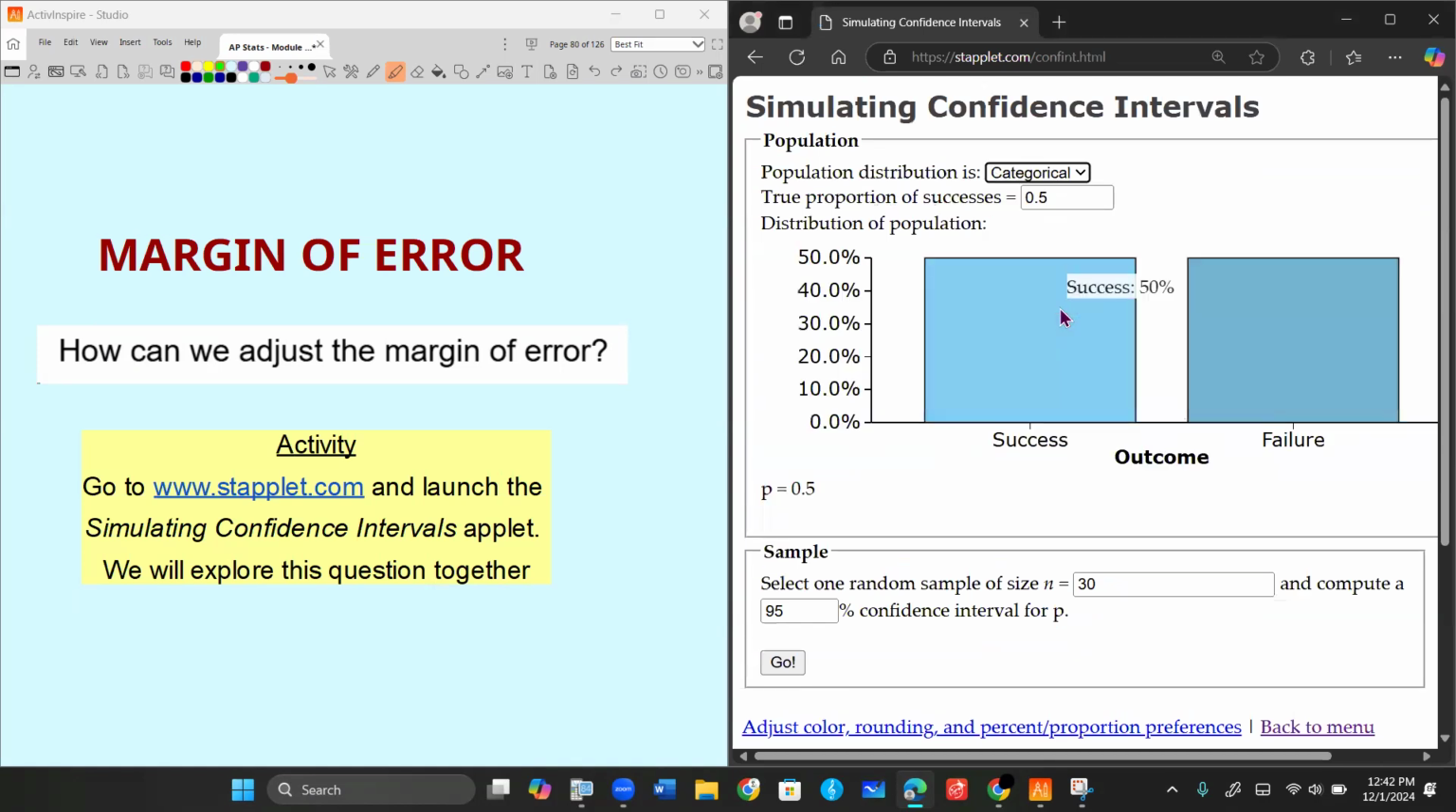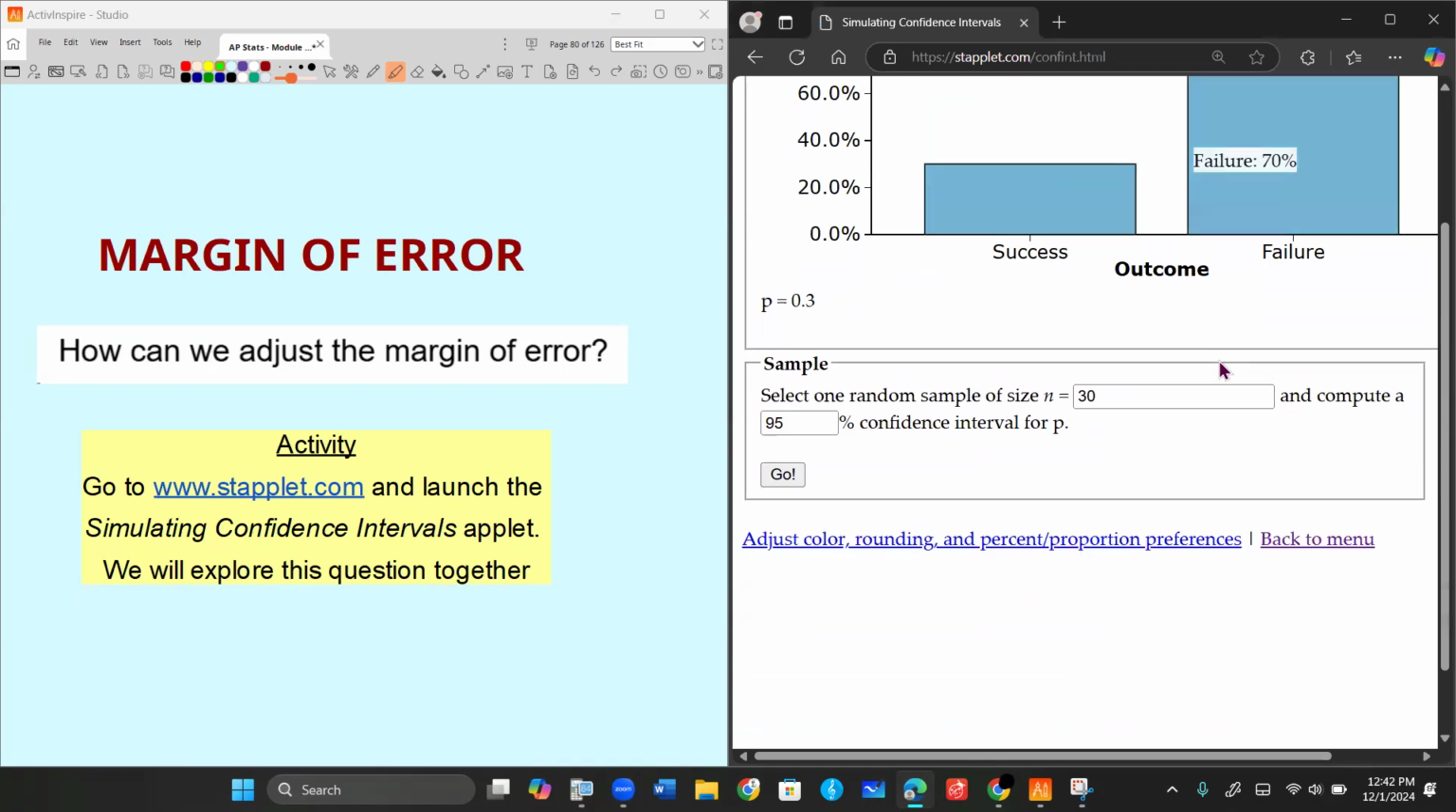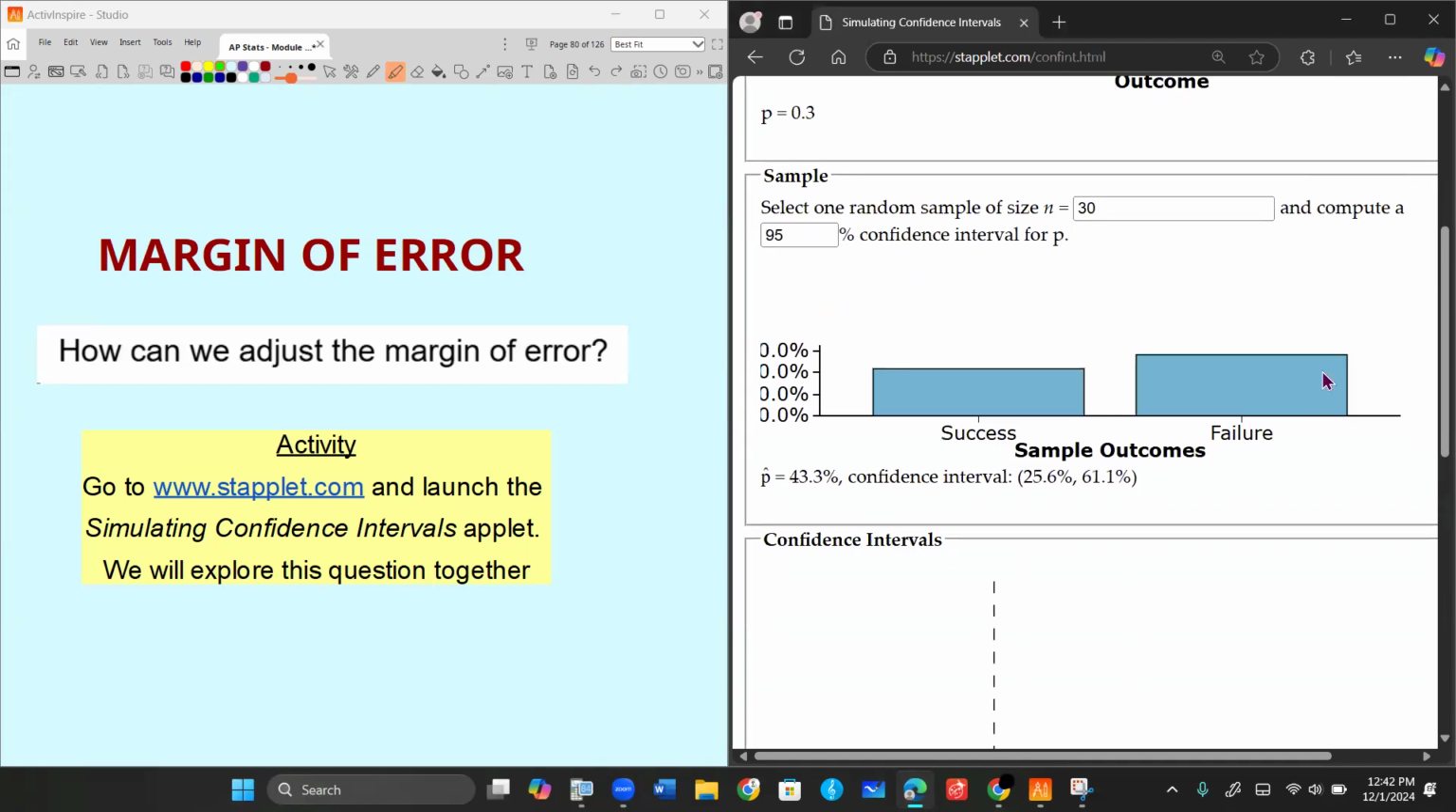We'll go to categorical again. Let's make our true proportion something low, like 0.3. So we got a 30-70 situation here, 30% success, 70% failure. Let's make our confidence interval 95%, and we'll start with samples of size 30. That's a good one to start with.